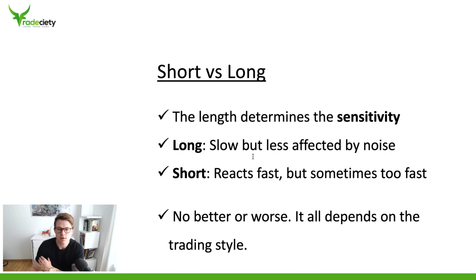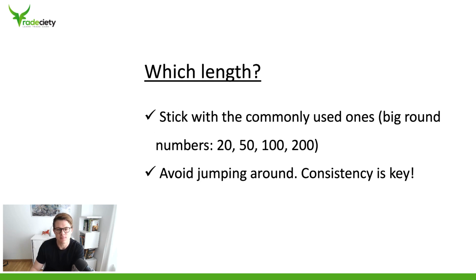If you choose a moving average with a higher setting, it will move slowly, but it is also less affected by noise, which we will see shortly. If you use a fast and a short moving average, it does react faster, but oftentimes it will also react too fast. So this is the drawback. It all has pros and cons. This means that there is no better or worse when it comes to moving averages. It all depends on the trading style and the objectives that you are trying to accomplish.